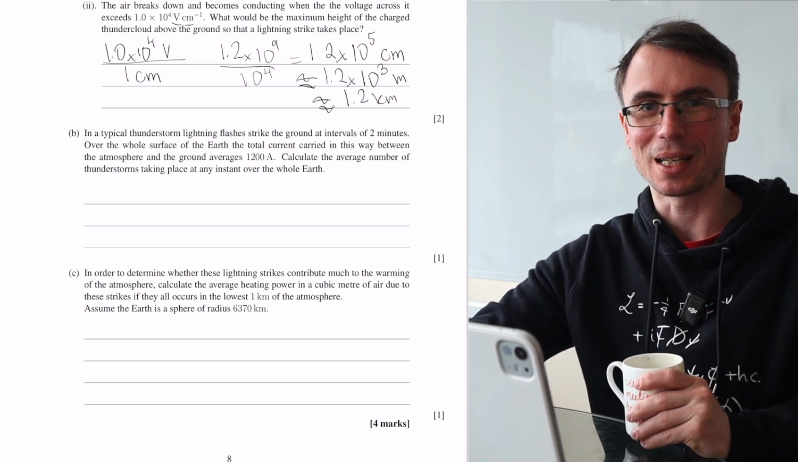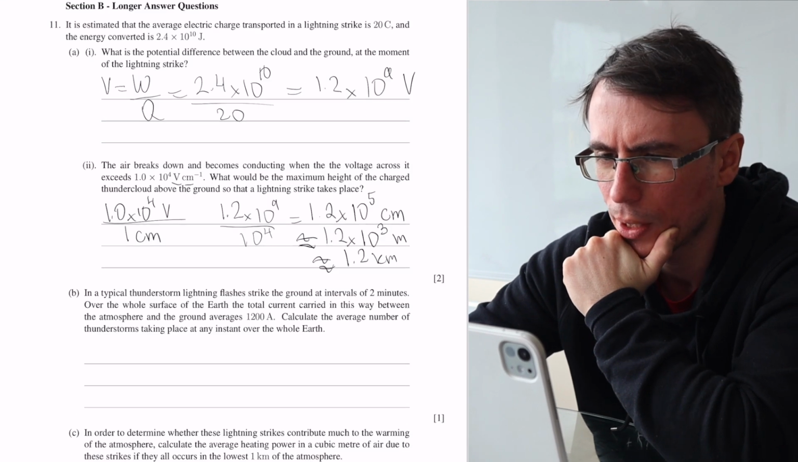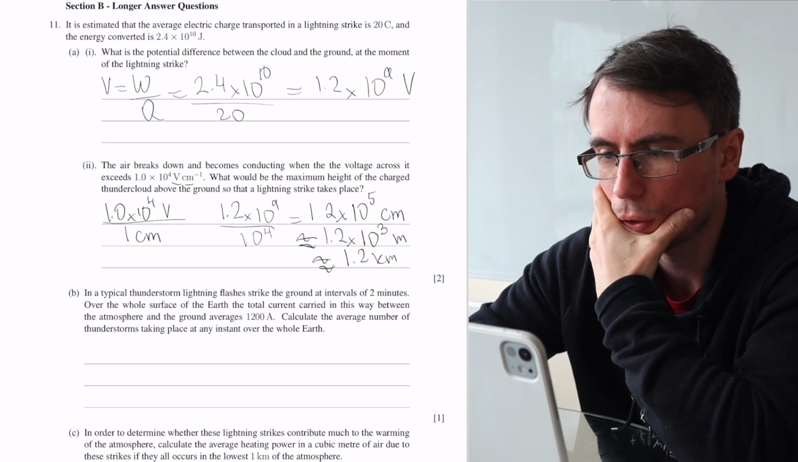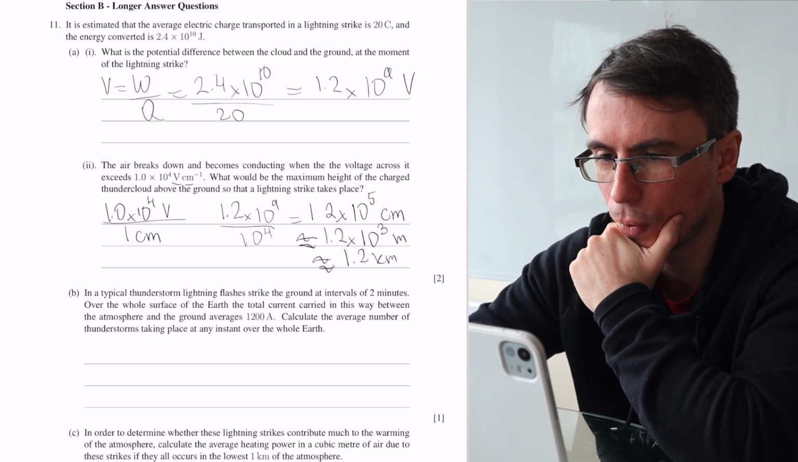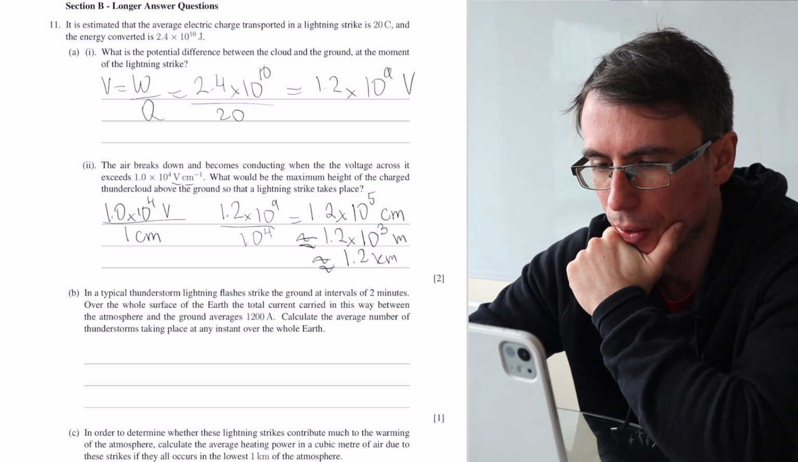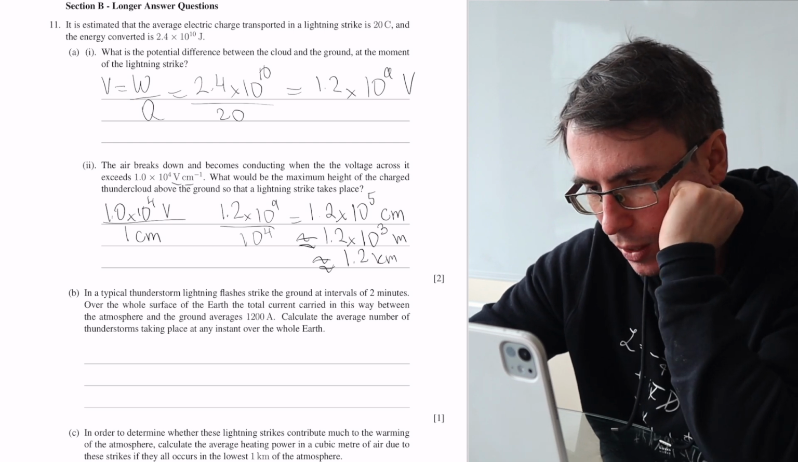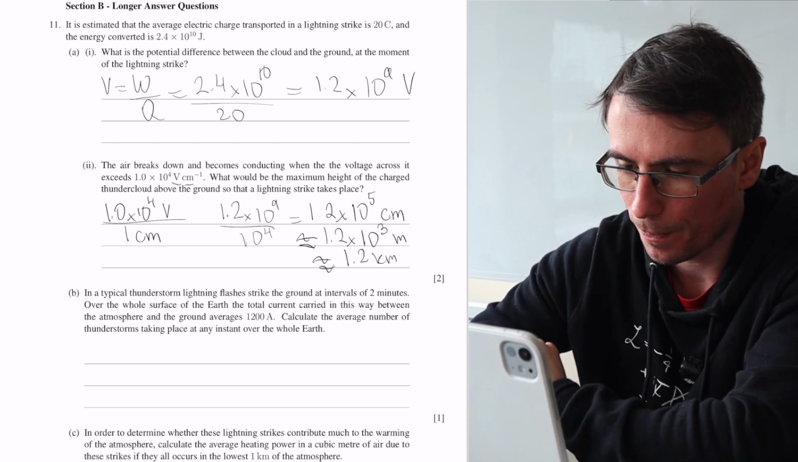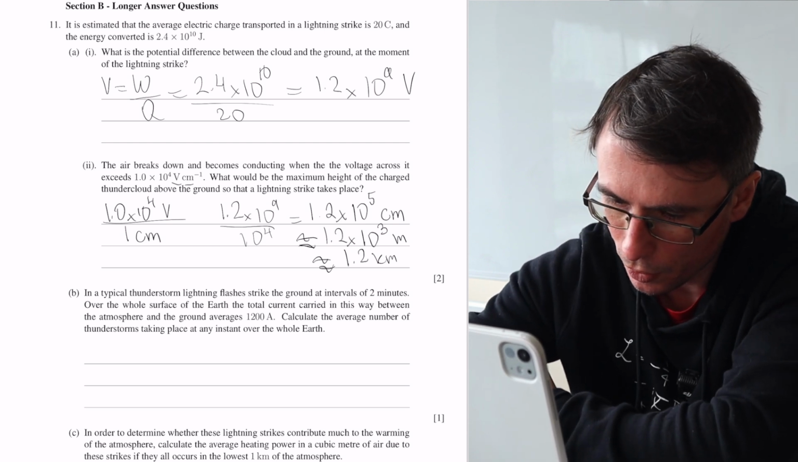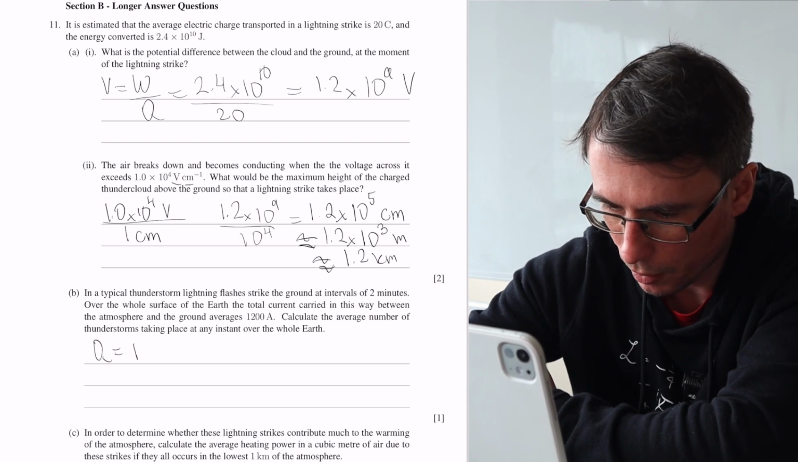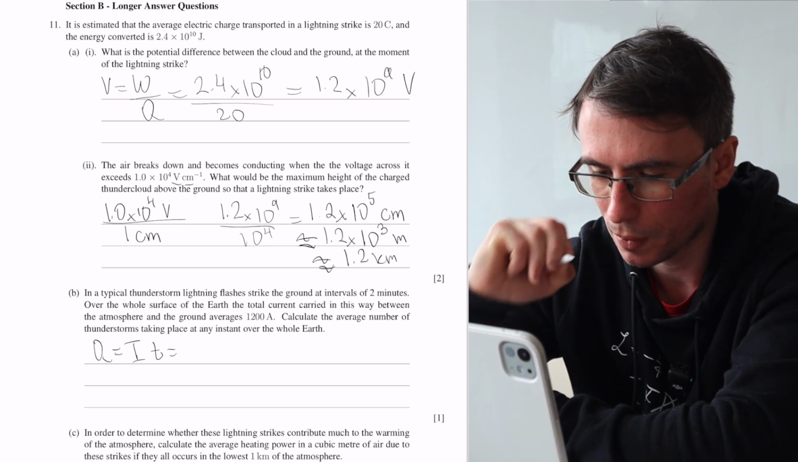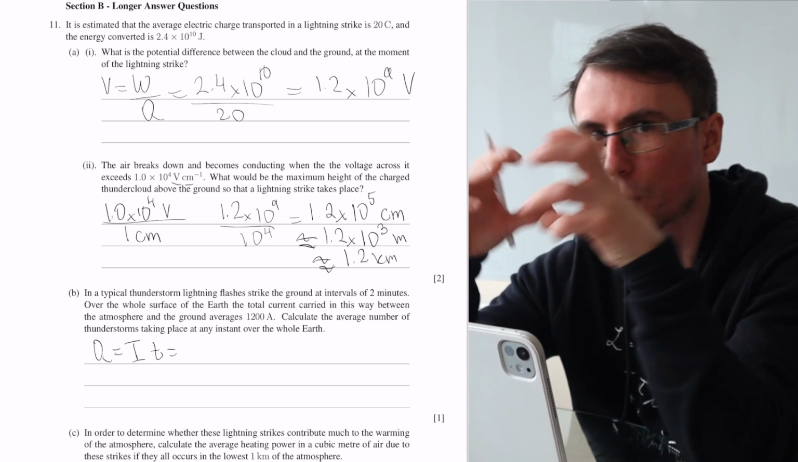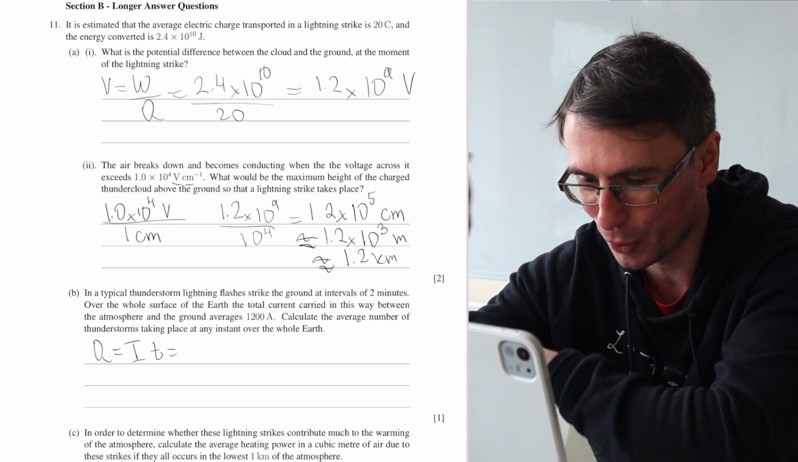Okay, how interesting. So let's see what we are actually given in the question. We know that the average electric charge transported in a lightning strike is 20 coulombs. And okay, there's a lightning strike at an interval of 2 minutes. So we can probably use Q is equal to I times T and work out the entire charge that strikes the Earth over 2 minutes.